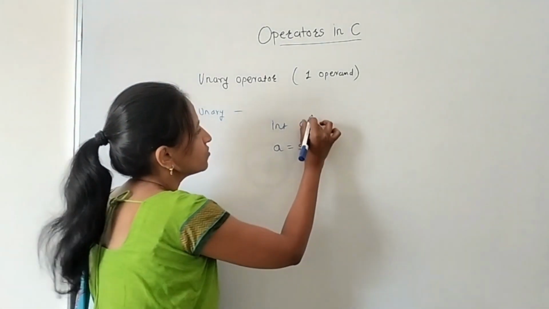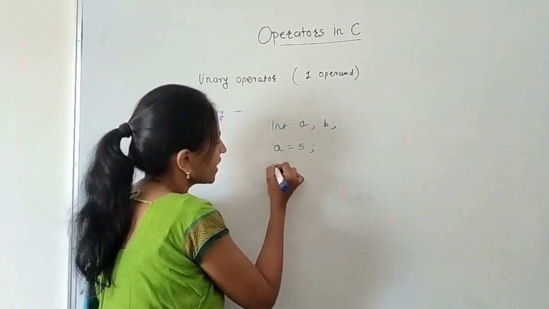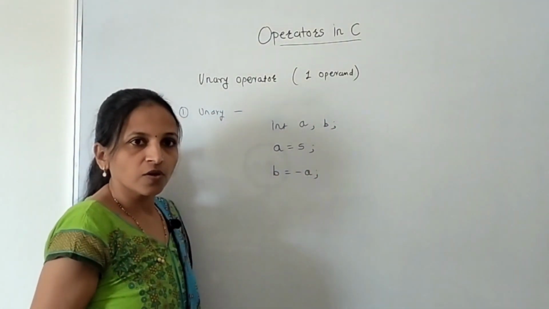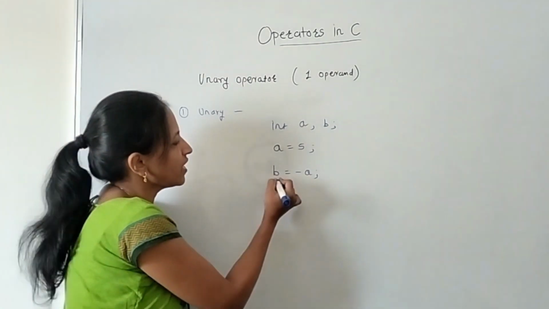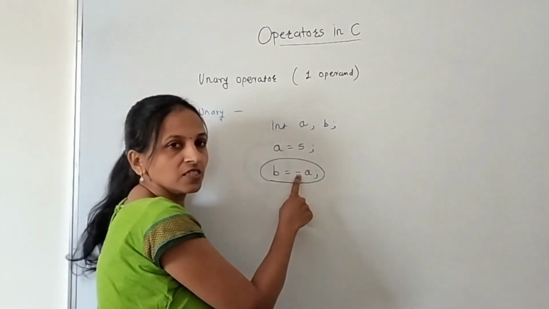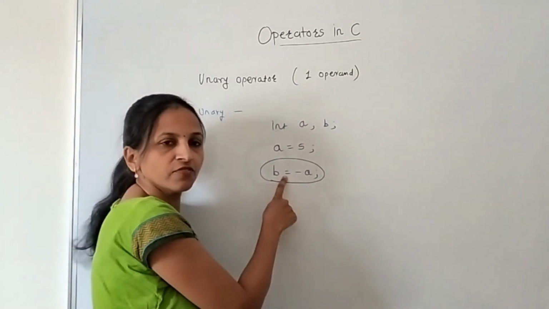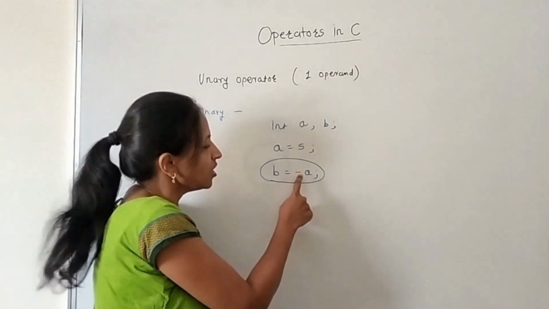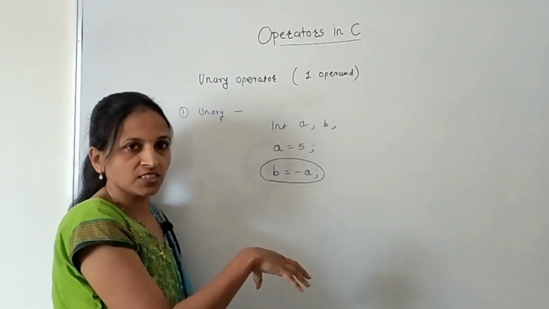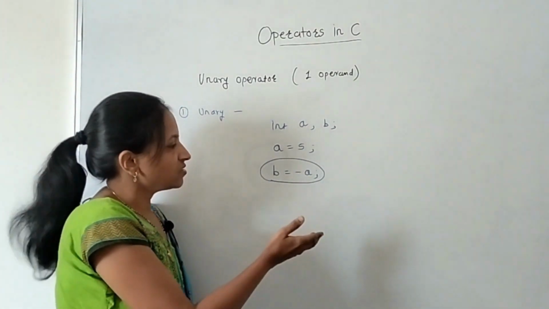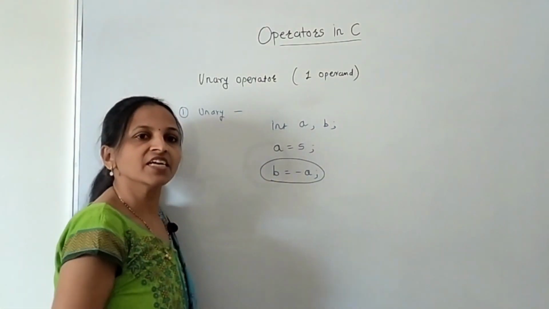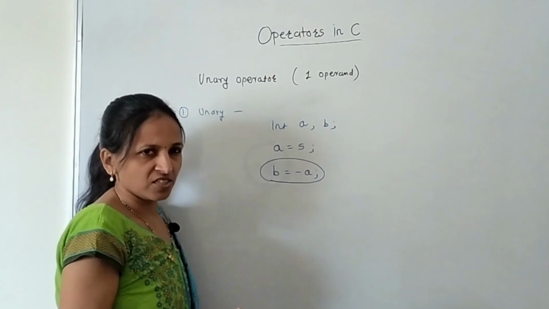And suppose there is one more variable b, and I am writing b equals minus a. Now see what the value of a is after this expression. This minus is one operator and equals is another operator. The right hand side always gets executed first, and then whatever value results gets assigned to the left hand side variable. This is the normal operation.